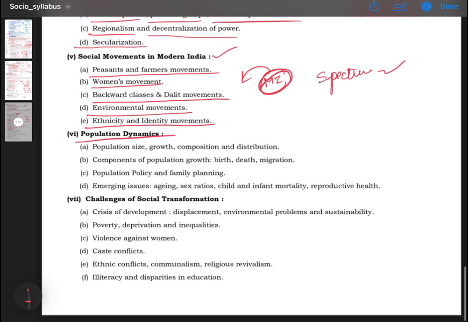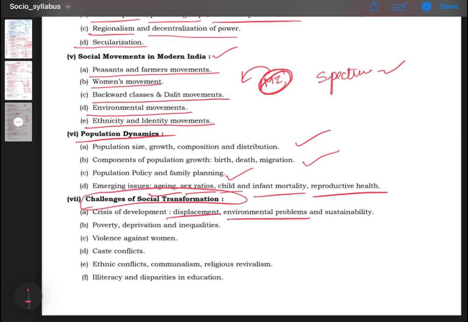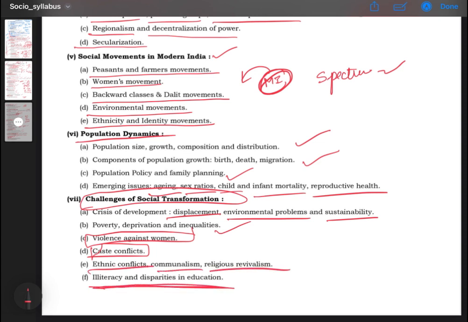Next is population dynamics: population size, growth, composition, components of population growth, birth, death, migration, population policy, family planning, emerging issues, aging, sex ratio, child and infant mortality, reproductive health. Challenges of social transformation: crisis of development, displacement, environmental problems, sustainability, poverty, deprivation and inequalities, violence against women, caste conflicts, ethnic conflicts, communalism, religious revivalism, illiteracy, and disparities.